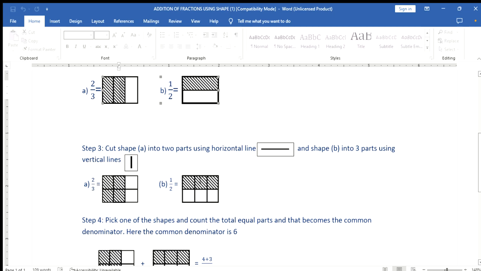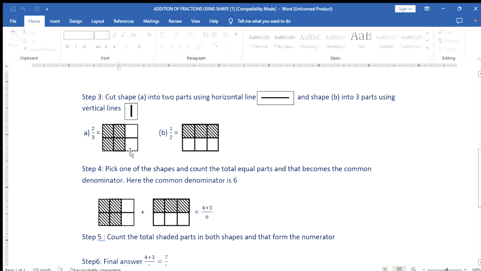Now, similarly, we cut shape B into three parts using a vertical line. So here we have turned this shape to this, and similarly we have turned this shape to this. You will now see that these two shapes look uniform, look the same. The essence of doing this is to get our common denominator. The two shapes now look the same. With this, we will be able to add.